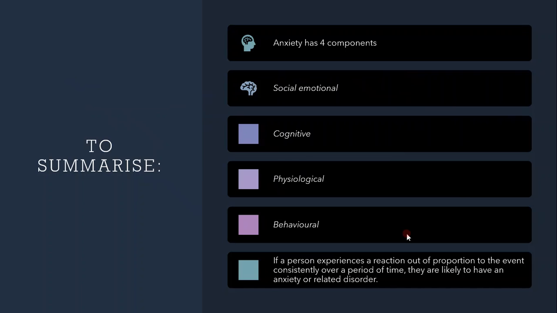So to summarize, the 4 components of anxiety are subjective emotional, cognitive, physiological, and behavioral, and if a person experiences a reaction out of proportion to the event consistently over a period of time, they are likely to have an anxiety or related disorder. In the next few videos, I'm going to have a look at some of the related disorders and what the characteristics of them are.